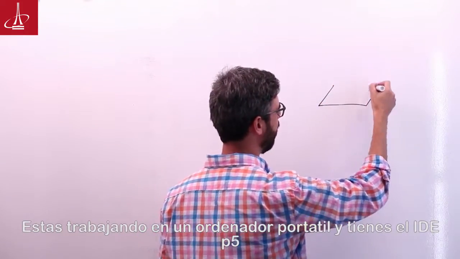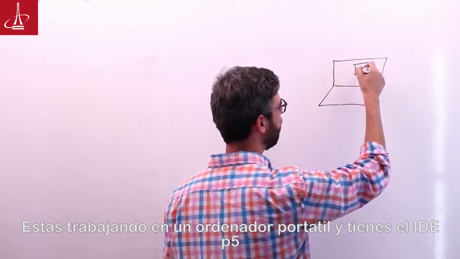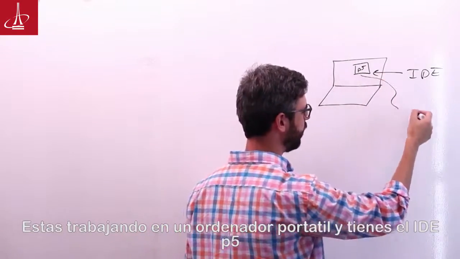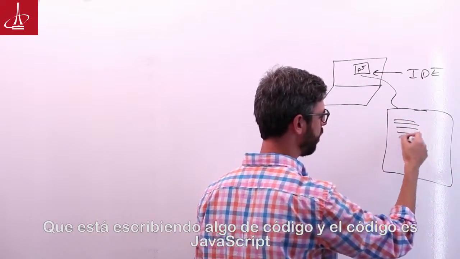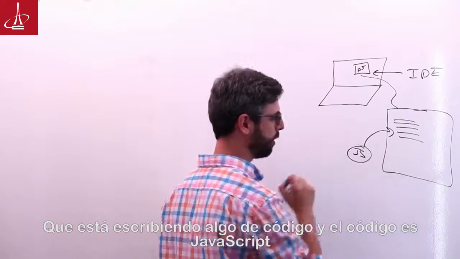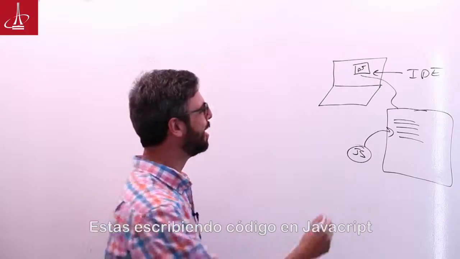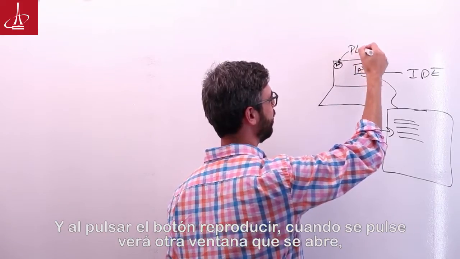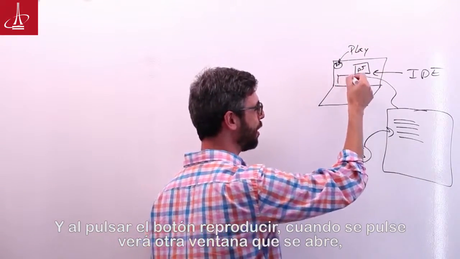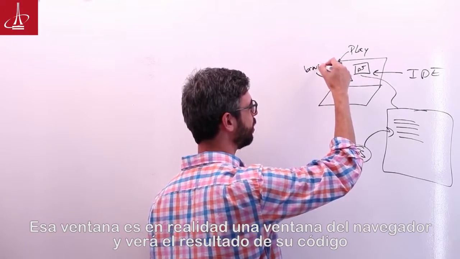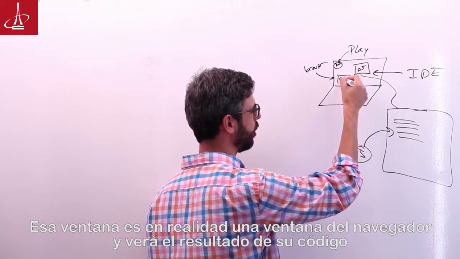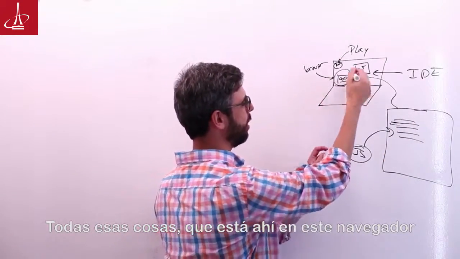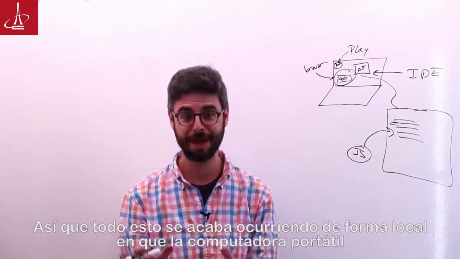You are working on a laptop, and you have the P5 IDE. You're working in the P5 IDE, which if we zoom in on that, you're writing some code. And that code is JavaScript. There's a play button somewhere in that IDE, and you hit play. And when you hit play, you see another window open up. That window is actually a browser window, and you'll see the result of your code. Whatever you've written in your code, draw a circle, draw a rectangle, all that stuff, it's there in this browser. So all of this is happening just locally on your laptop.